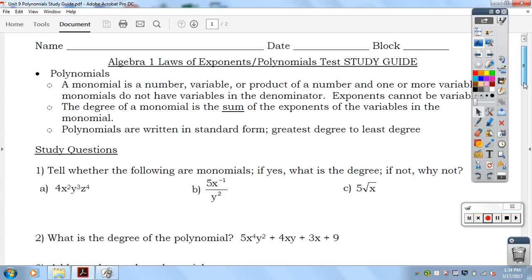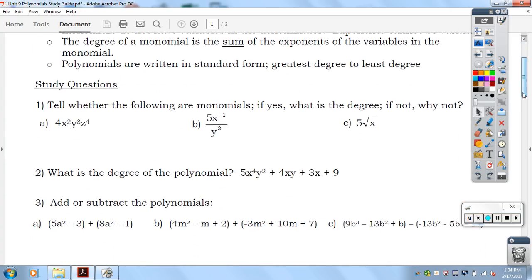Question number 1 asks us to determine if they are monomials, and if they are monomials, to tell us the degree of the monomial. In order to be a monomial, you can't have exponents that are variables, and when you do have exponents, they can't be negative, which these would both be negative, so that's not a monomial. And they can't be fractional, so that's not a monomial. They can be whole numbers like this. This is an example of a monomial.